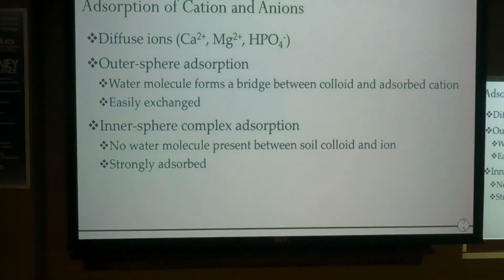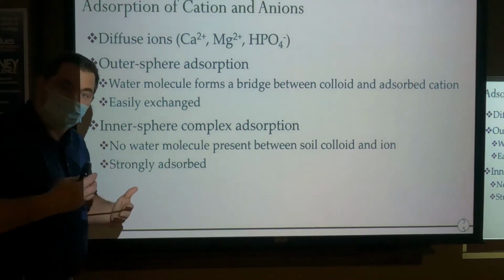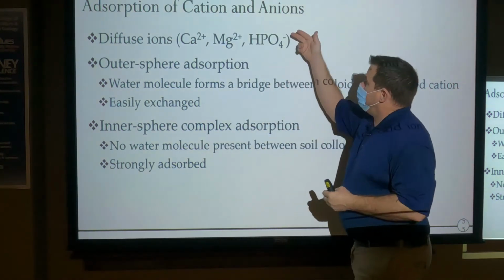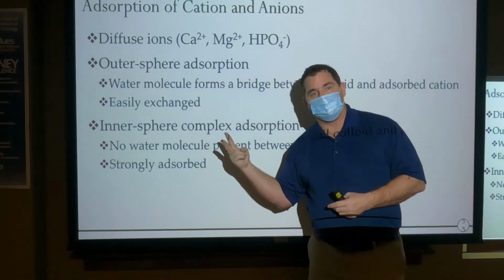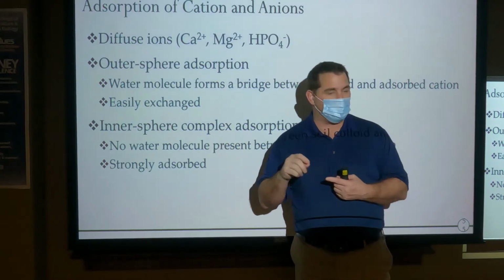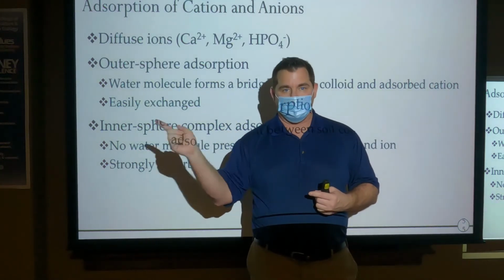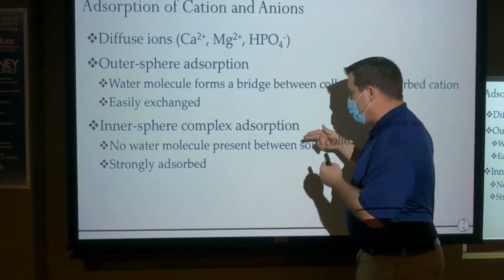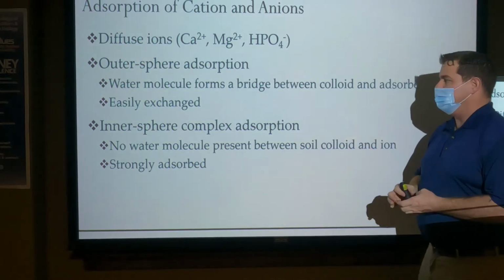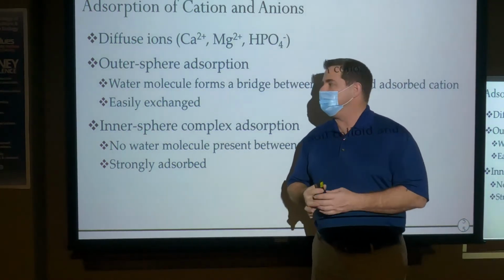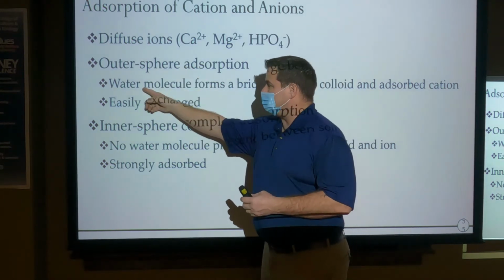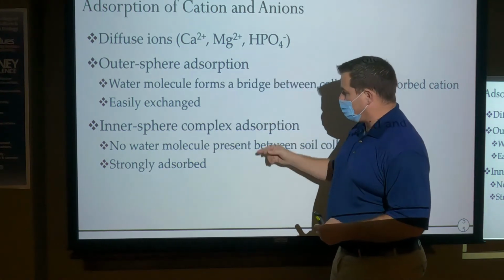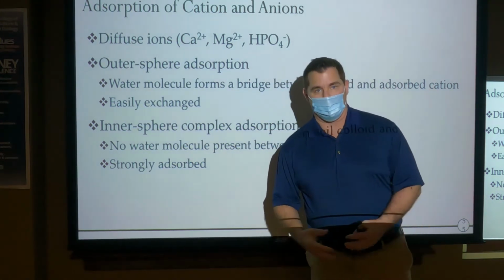But when we're talking about adsorption of cations, remember cations being positive and anions being negative. And so there are two types of adsorption that we can have. Remember, adsorption being the piece of tape where it can desorb and then adsorb back again. We have these outer sphere complexes and these inner sphere complexes. And so the biggest difference between these two is that for outer sphere complexes, there is a water molecule that surrounds the cation, and for inner sphere complexes, there is no water molecule.